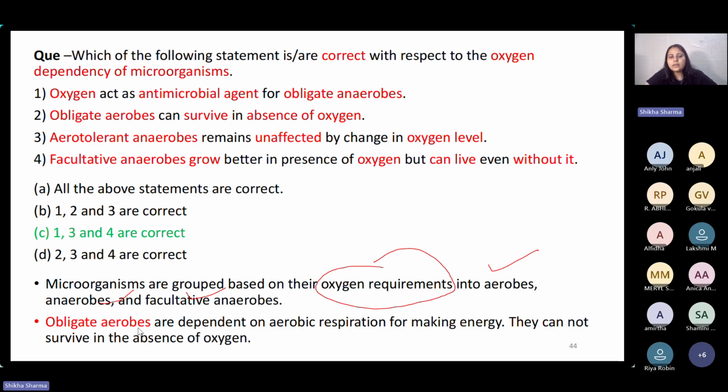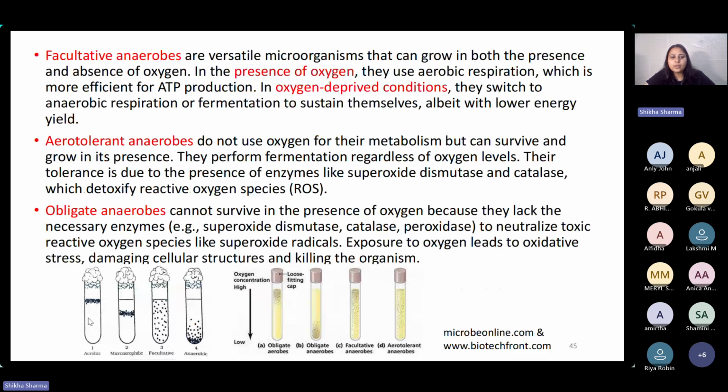So the obligate aerobes need oxygen. They are dependent on aerobic respiration for making their energy, so they cannot survive without oxygen. They must have oxygen for their growth. So this is basically aerobes. They grow here in the oxygen environment at the top.